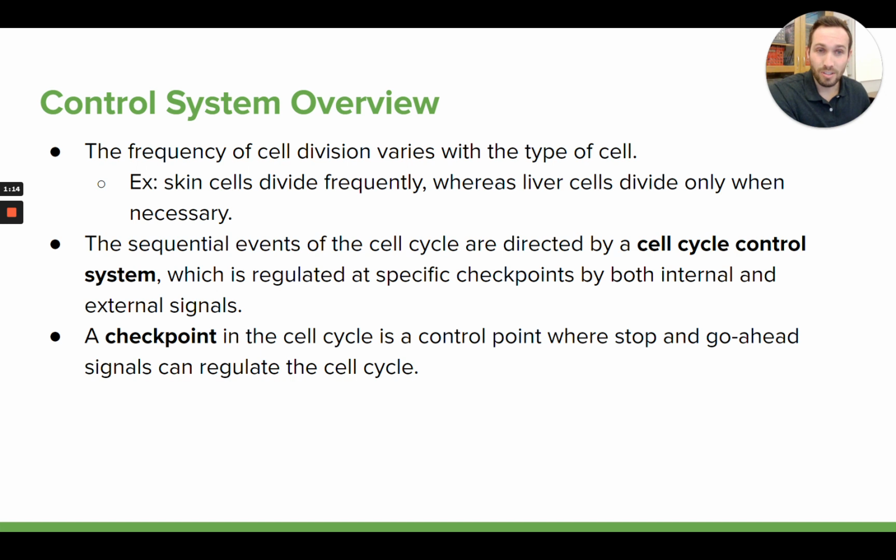And so in this control system that is regulating the cell cycle, it basically is centered around these checkpoints that are embedded at different points in the cell cycle. And so a checkpoint is basically a moment in the cell cycle where the cell is going to pause and not continue moving on to the next part of the cell cycle until it verifies and makes sure that there are certain things happening within the cell. And then ultimately there's going to be these signals from inside and outside the cell that tell the cell, yeah, you're actually good to go. Go ahead and move on to the next part of the cell cycle.